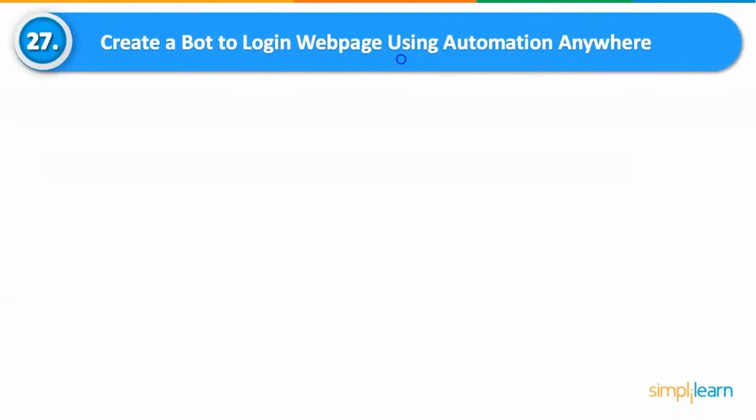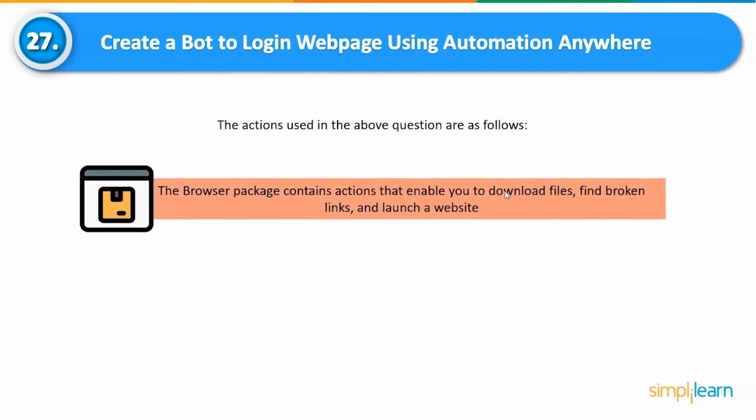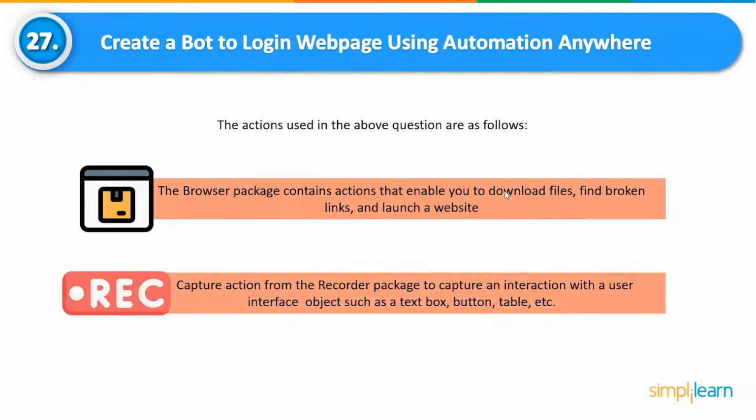Create a bot to log in web page using Automation Anywhere. Actions used in the above question are as follows. We will use the browser package that contains actions that enable you to download files, find broken lines and launch a website. It contains a capture action from the recorder package to capture an interaction with the user interface object such as text box, button, table, etc. Let's go to the Automation Anywhere control room and create a bot to log in web page using Automation Anywhere.